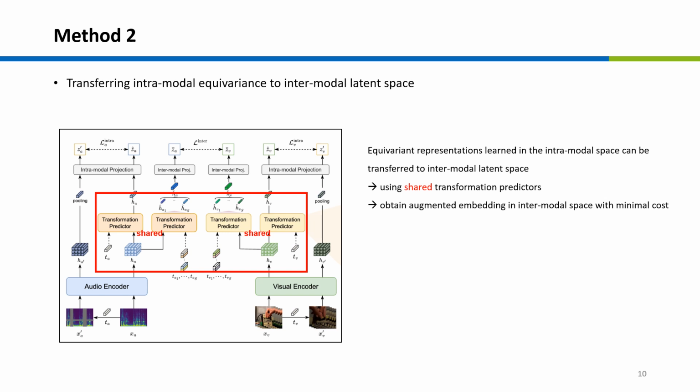Second, we use a shared transformation predictor in intermodal and intramodal latent space for transferring equivariance from intramodal latent space. Through this design choice, we can obtain embedding of augmented data in intermodal latent space with minimal computational cost.